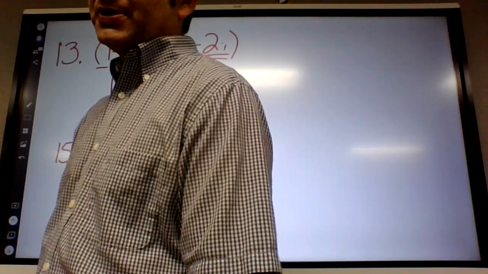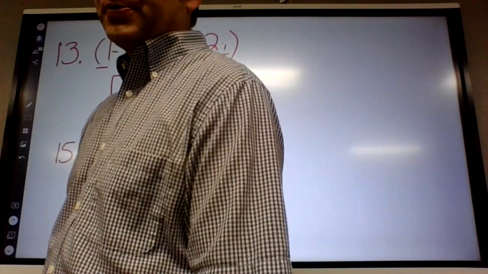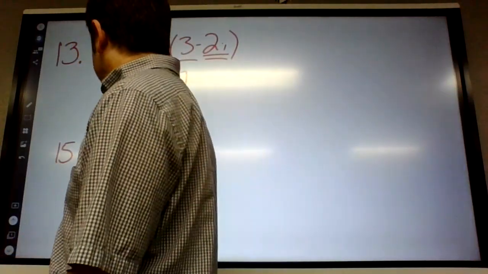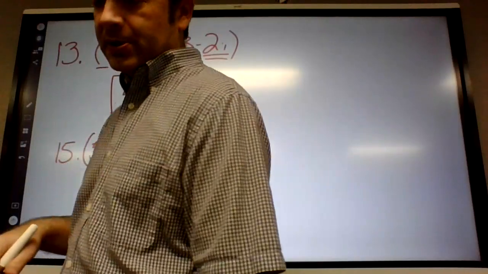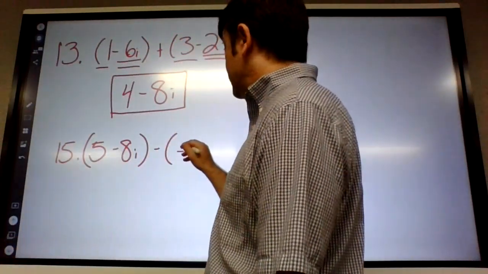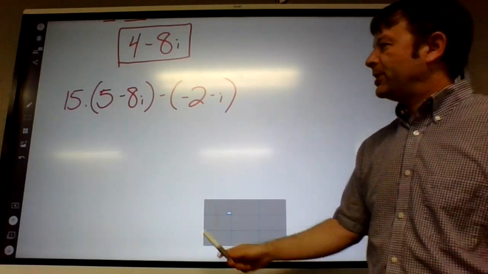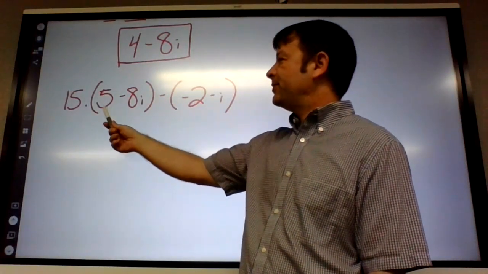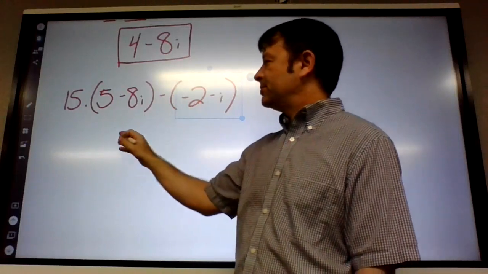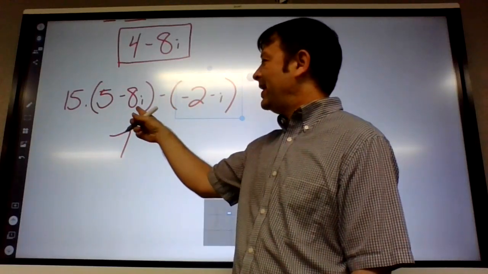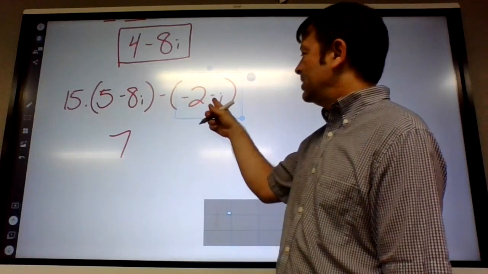So on 14, it's a subtraction problem, so you have to subtract 3 and subtract 2i from the first one. It's kind of like number 15, actually. 5 minus 8i minus -2 minus i. So what will happen to this 5? It'll be 5 what? 5 plus 2, 7. -8i minus -i.